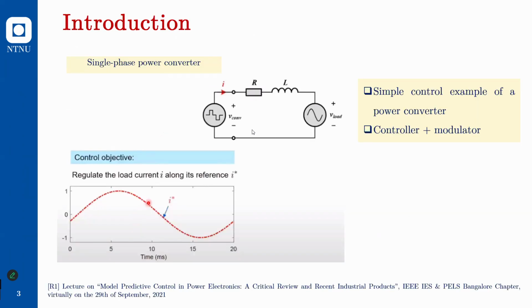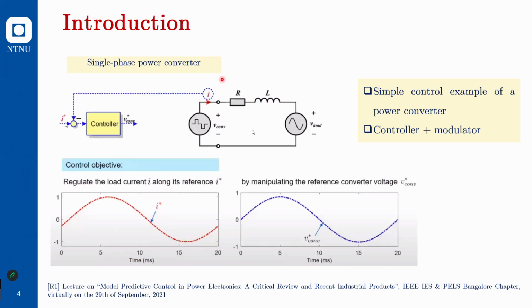Maybe the simplest possible example that one could come up with here is a converter connected to a grid through an RL branch. The objective here is to inject a sinusoidal current into the grid, by following the reference current. Here the star denotes a reference value. So we will inject this sinusoidal current, but how are we going to do that?